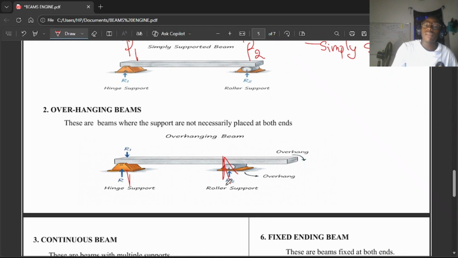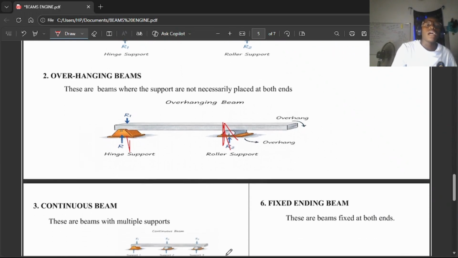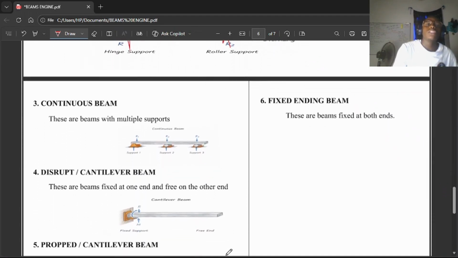The next type of beam we are going to consider is what we call the continuous beam. And what's the continuous beam? The continuous beams are beams with multiple supports. Am I communicating? So if you have a beam and you are seeing more than two supports, whether fixed, roller, or hinge, then you are considering what we call the continuous beam.